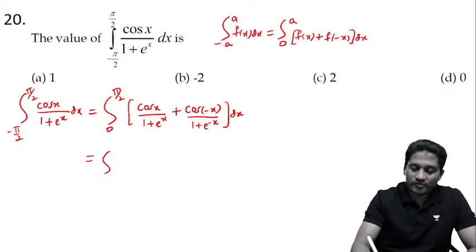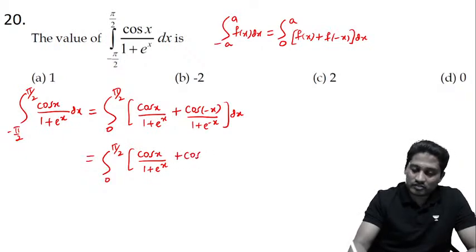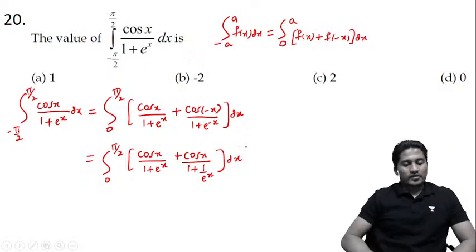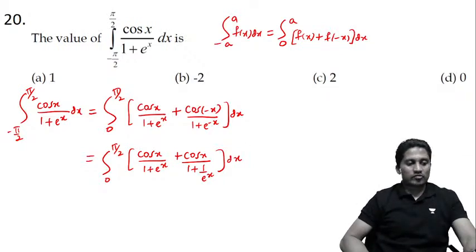So this is 0 to half, you get cos x divided by 1 plus e power x. And cos of minus x is plus cos x only, by 1 plus 1 by e power x dx. Is that okay? I'm going to take cos x outside.